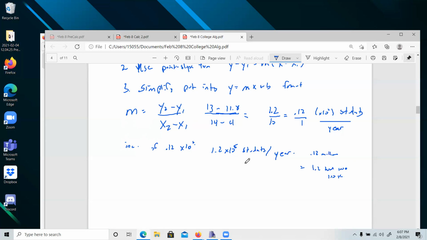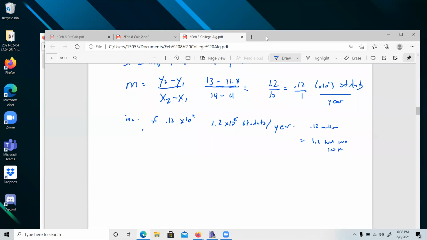So that's what we're doing here. Again, we'll talk about scientific notation on another day. I just want you to get the idea. You can even say 0.12 million. I don't have a problem with this. You say 0.12 million students per year, you show me you understand what they're asking. I'm okay with it. Meaning of the slope in the context of this problem. Interpret the meaning of the y-intercept in this problem.